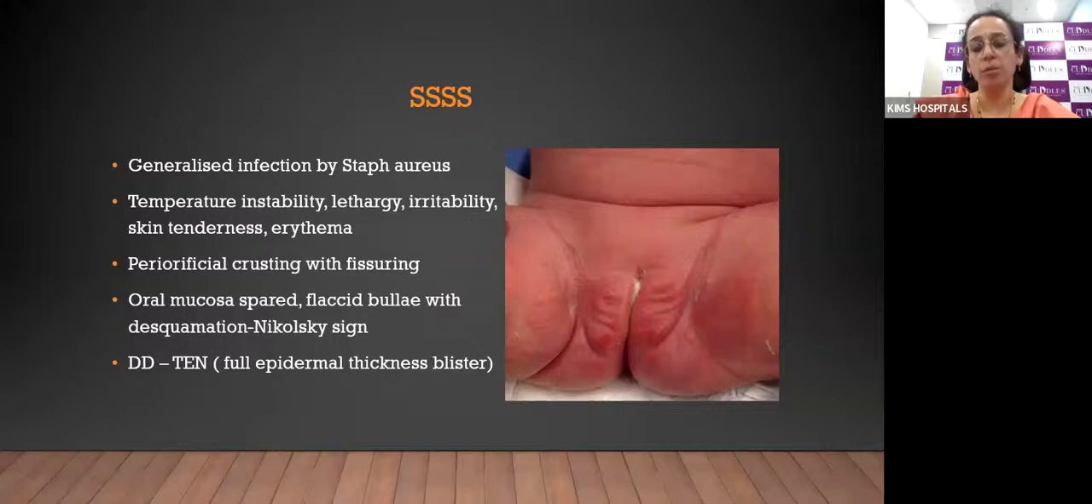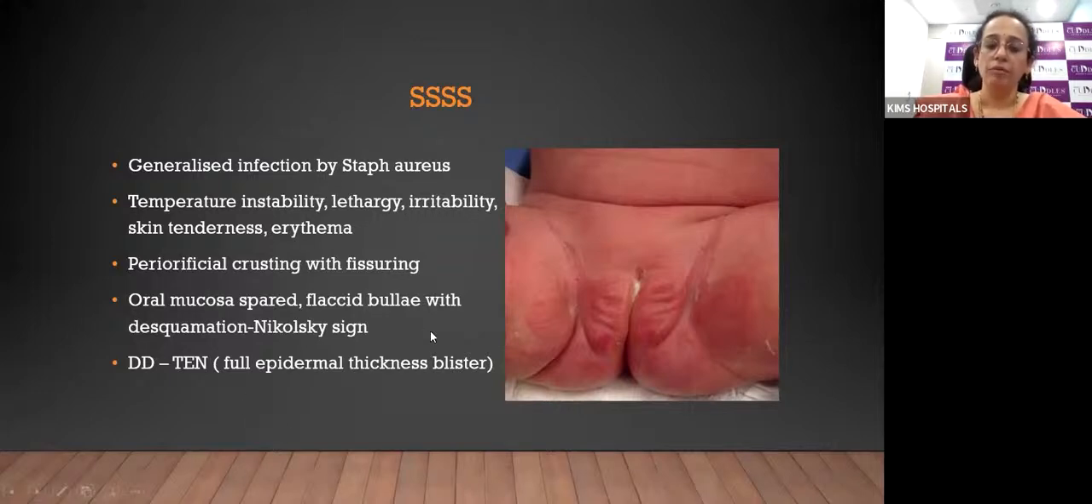Here the presentation will be: the baby will present with temperature instability, lethargy, irritability, skin tenderness, and erythema. So here we can see a diffuse erythematous rash with peripheral peeling, and sometimes it can also be seen with fissuring and crusting. Periorificial crusting and fissuring is also seen in these babies, but the oral mucosa will be spared. This is a crucial differential diagnosis from toxic epidermal necrolysis, in which full epidermal thickness blisters will be there, and full involvement of the oral mucosa and mucosal areas will be there.